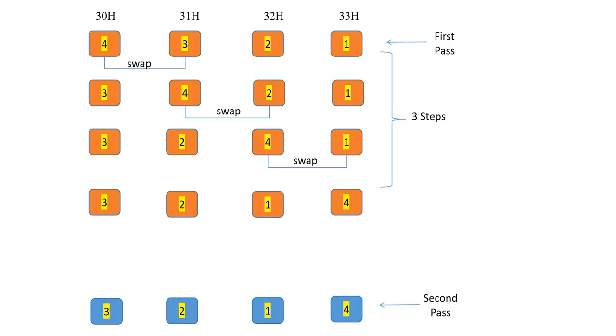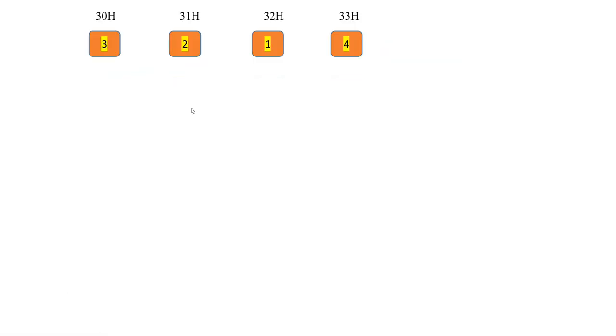Next we'll have a second pass. This will be the array of the second pass. So the second pass is 3, 2, 1, 4 at the memory locations 30H, 31H, 32H and 33H respectively. Now we want to sort these.